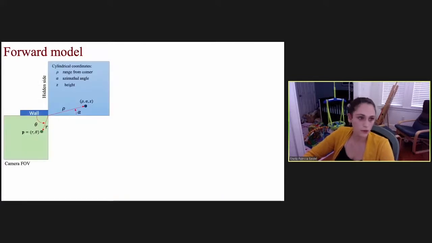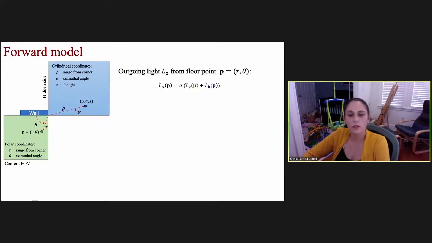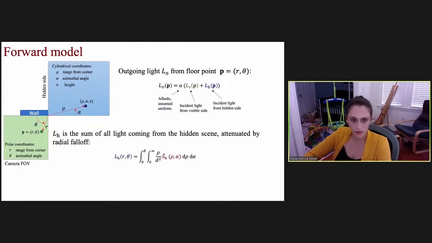For the forward model, we parameterize the hidden side in cylindrical coordinates, like I mentioned before, and for the visible side, we're parameterizing in polar coordinates. We'll describe the light outgoing L_O from floor point P as the sum of incident light on the floor from the visible side and incident light originating from the hidden side. Then we multiply it by the albedo at point P, which in this work we assume is uniform across the observation region. L_H is the sum of all light coming from the hidden scene, attenuated by radial falloff.